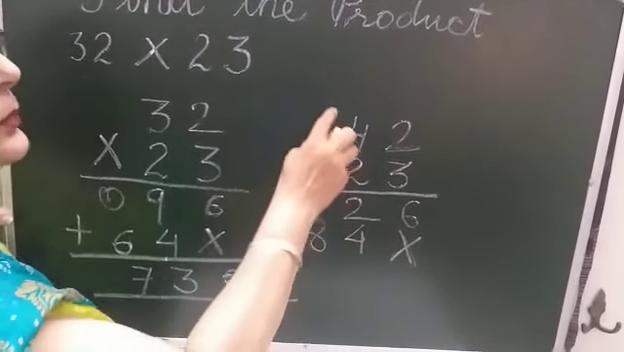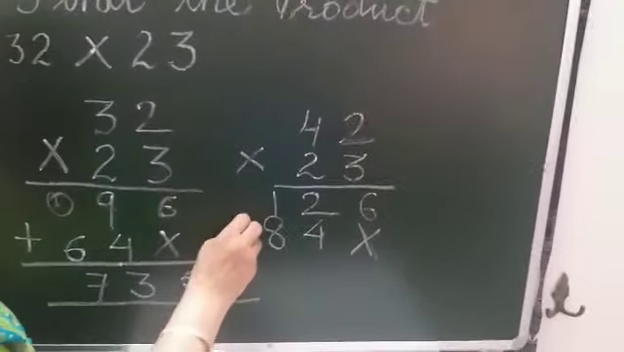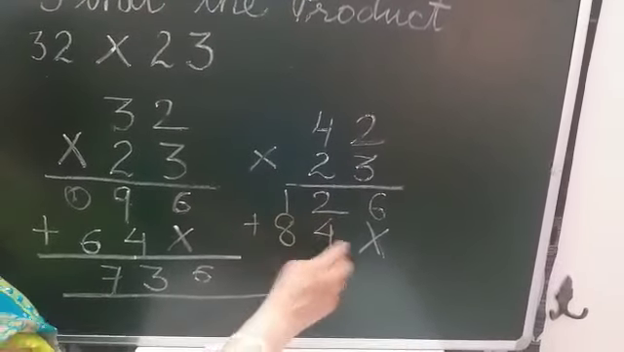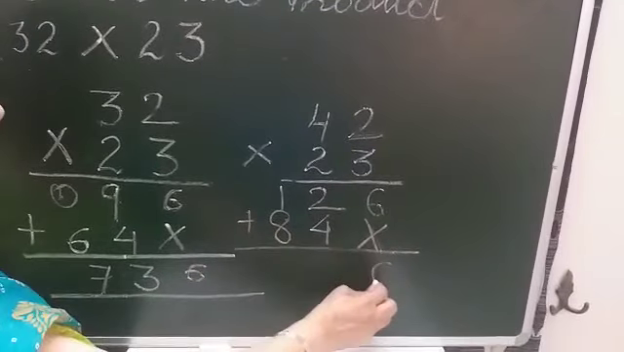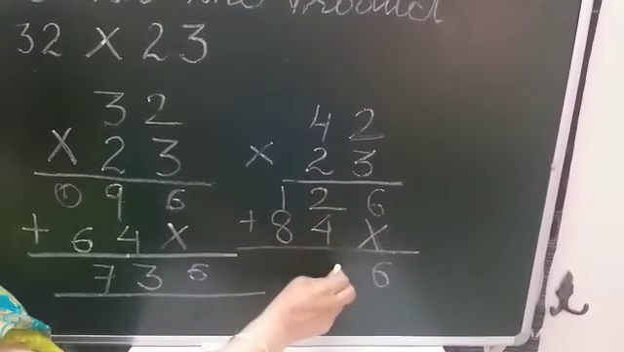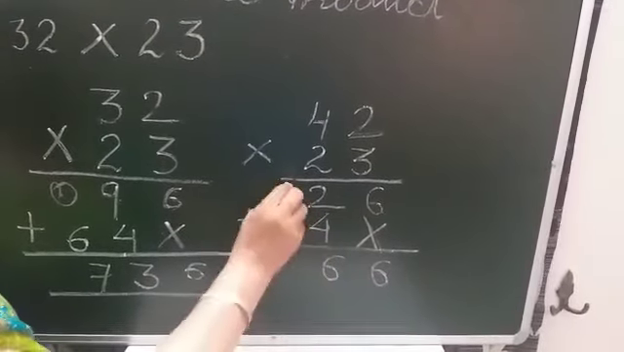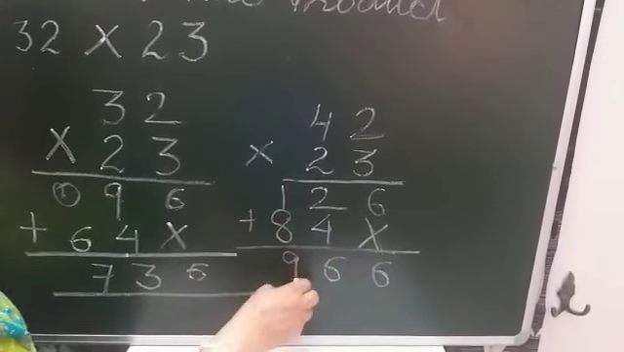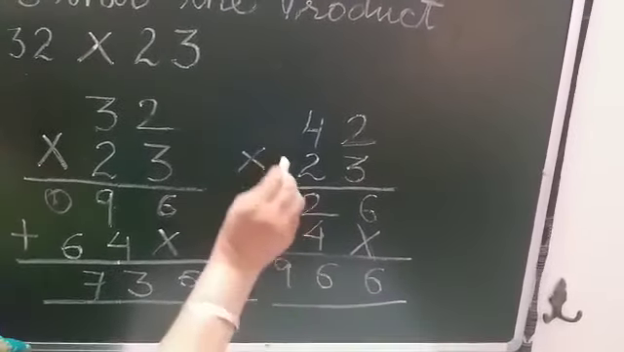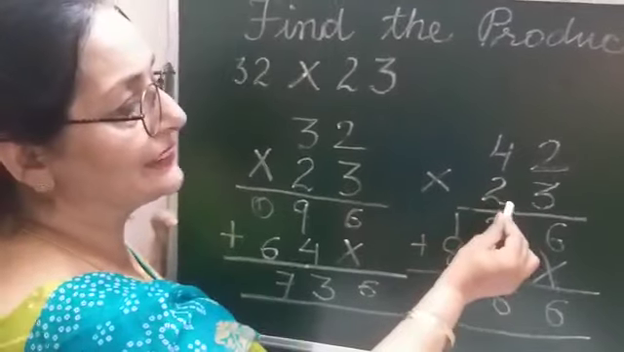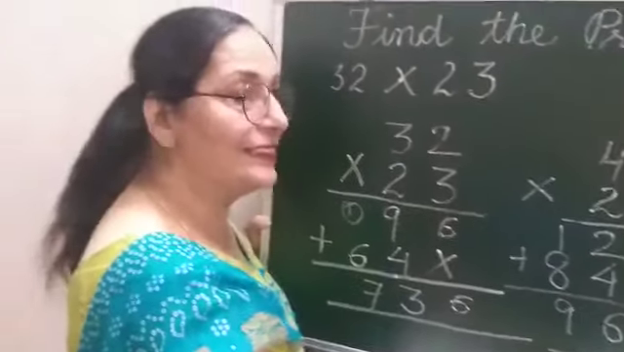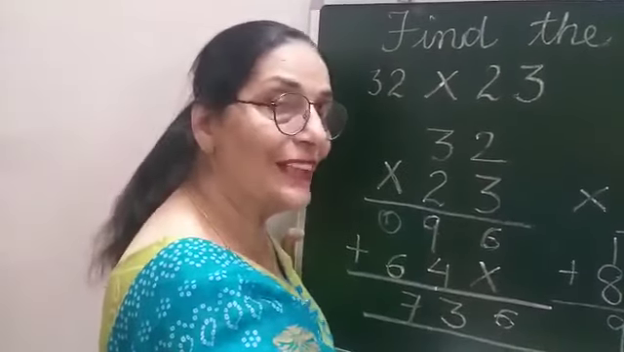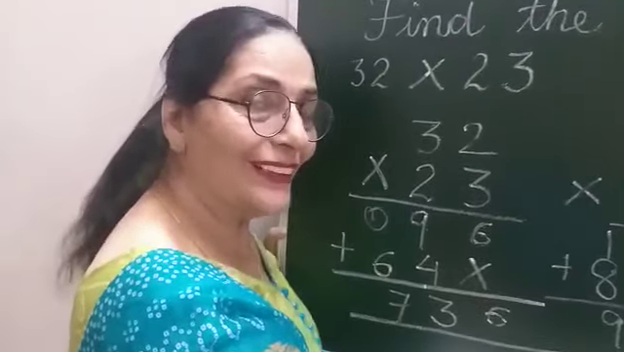So to obtain the product of the two numbers, we have to add these two multiples. So 6 plus 0 is 6, 2 plus 4 is 6, and 1 plus 8 is 9. So the product of these two numbers, 42 and 23, is 966. So that's how you're going to solve all the sums which have been given in your book. Thank you.